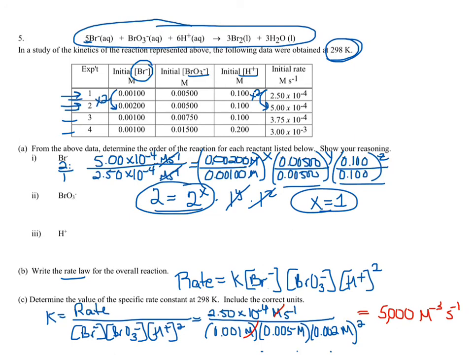Your rate constant can be very large if it is a fast reaction, and it can be very small if it is a slow reaction, so don't let the magnitude of K throw you off. So this is a typical kinetics problem. I went through it in detail, and feel free to do more examples.